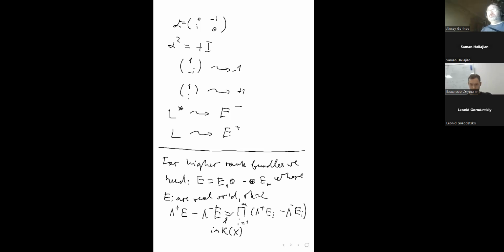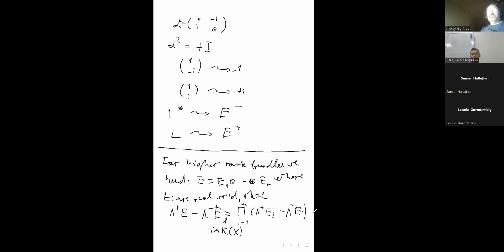Leonid, does this make any sense? Yes, at least on the level of statements. Now these statements need to be checked, but this is linear algebra. Let's sweep it under the carpet. Okay. Now basically, once we have this formula in the K ring, we have the formula for the Chern classes. Sorry, for the Chern character.